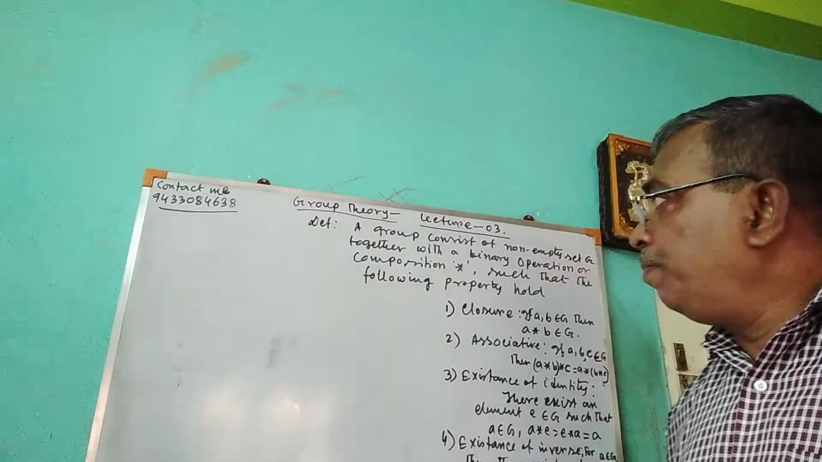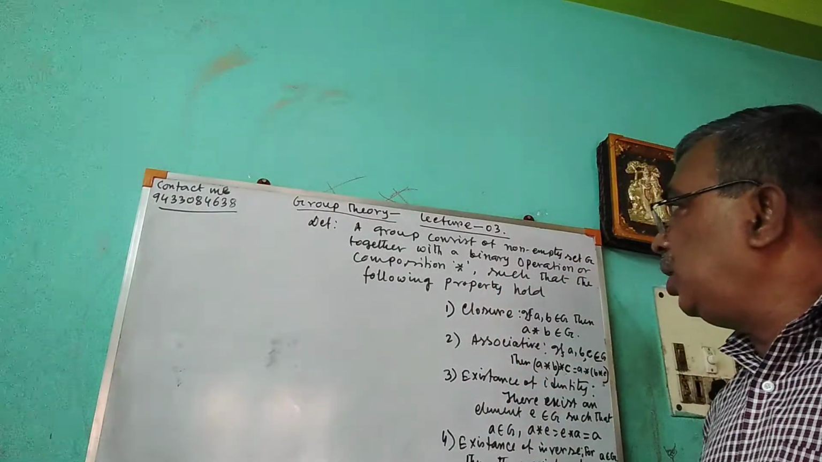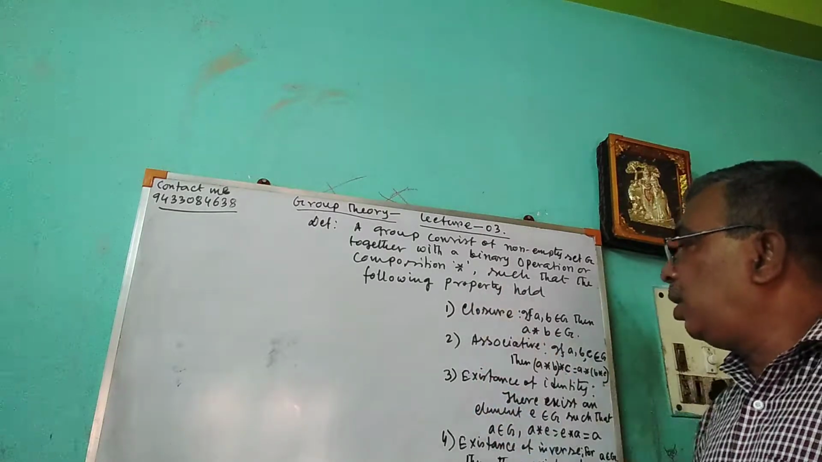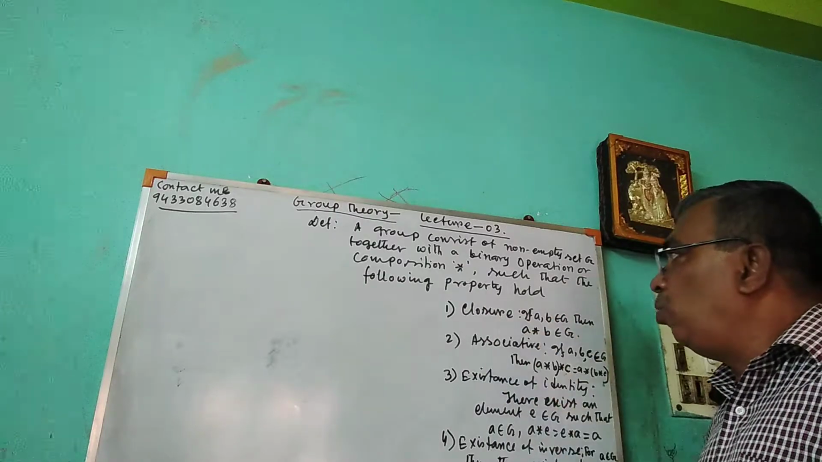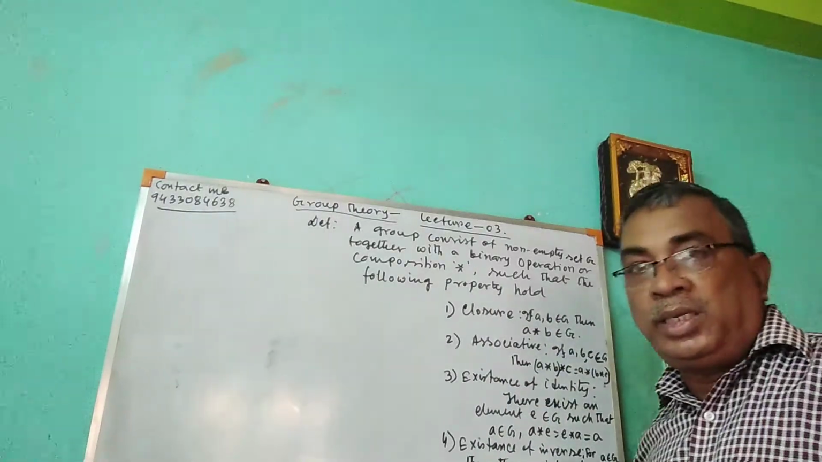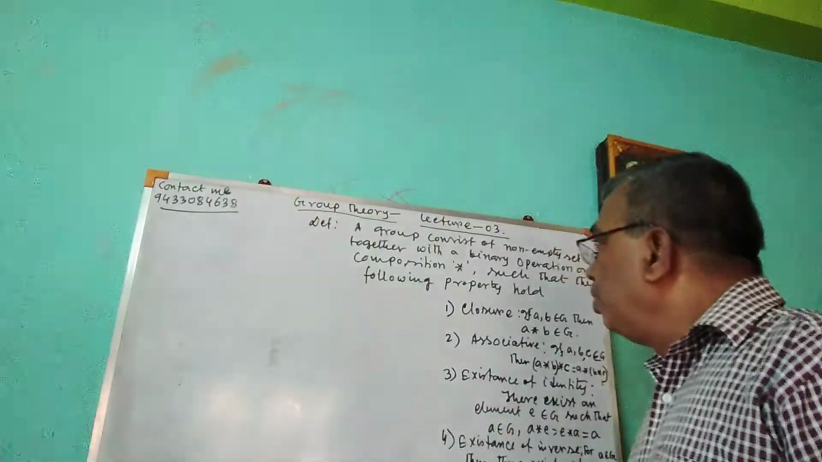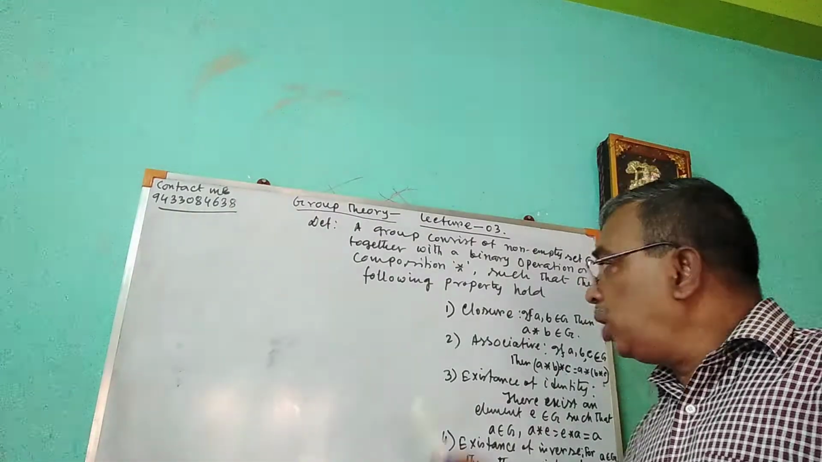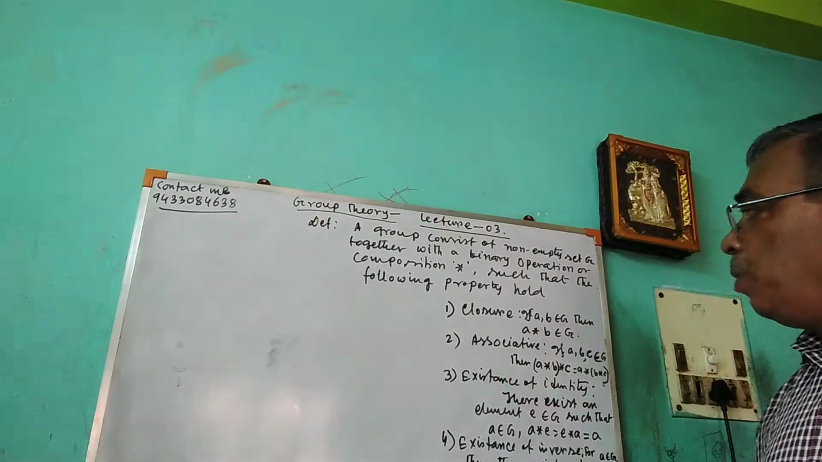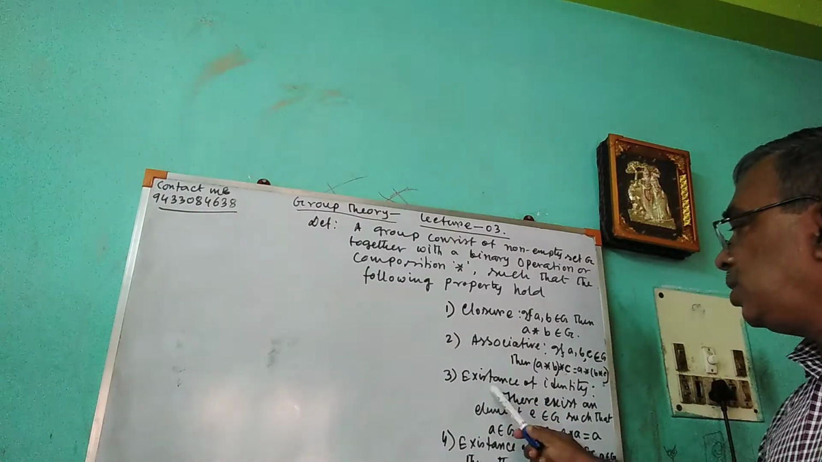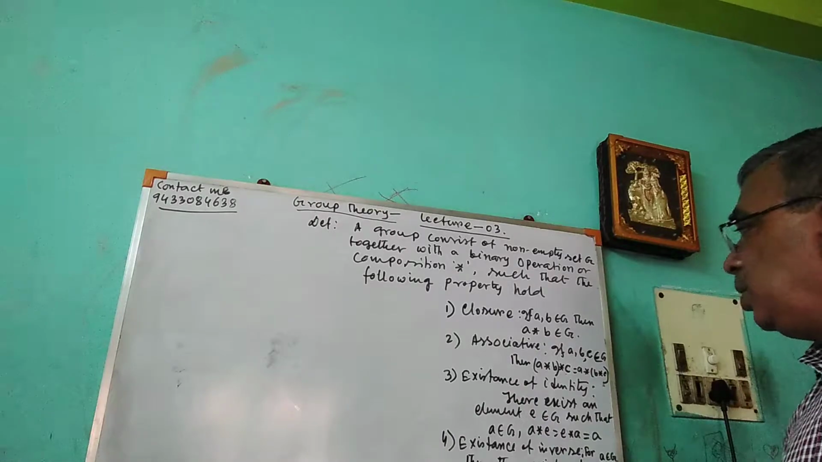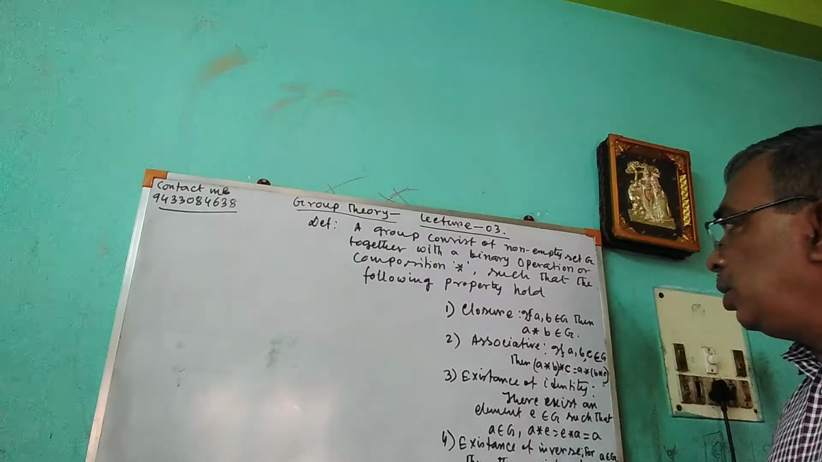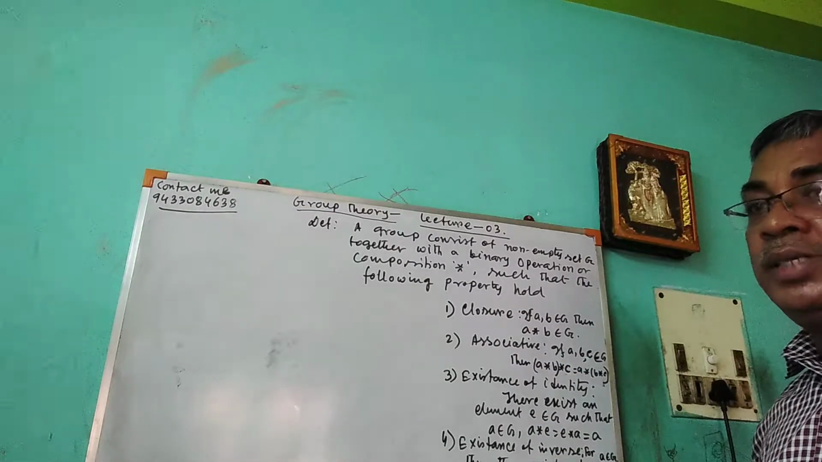A group consists of a non-empty set G together with a binary operation or composition star such that the following properties hold. The binary composition star may be addition, multiplication or anything. There are four properties: closure property, associative, existence of identity, and existence of inverse. If a binary composition satisfies these properties, then we can say it is a group.